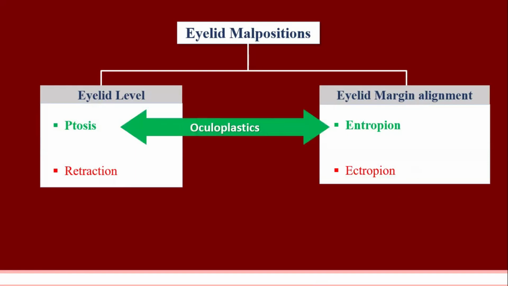Mainly, you get ptosis and Ectropion in oculoplastic station, but when it comes to retraction and Ectropion, you may confront these cases in neuro plus oculoplastic station.